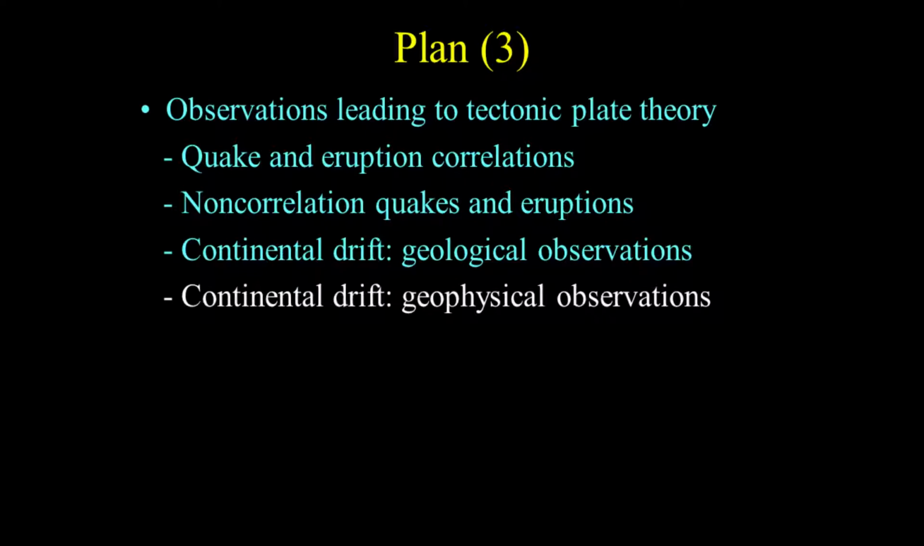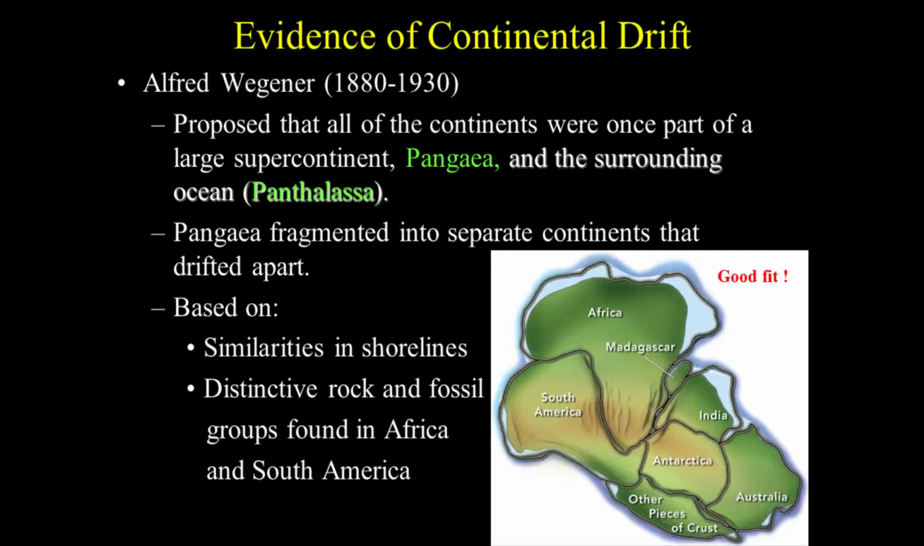Now we will talk about continental drift from geological observations. There is evidence of continental drift. Alfred Wegener proposed that all of the continents were once part of a large supercontinent called Pangaea, and the surrounding ocean called Panthalassa. Pangaea fragmented into separate continents that drifted apart. Wegener's proposal was based on similarities in shorelines, distinctive rock and fossil groups found in Africa and South America.